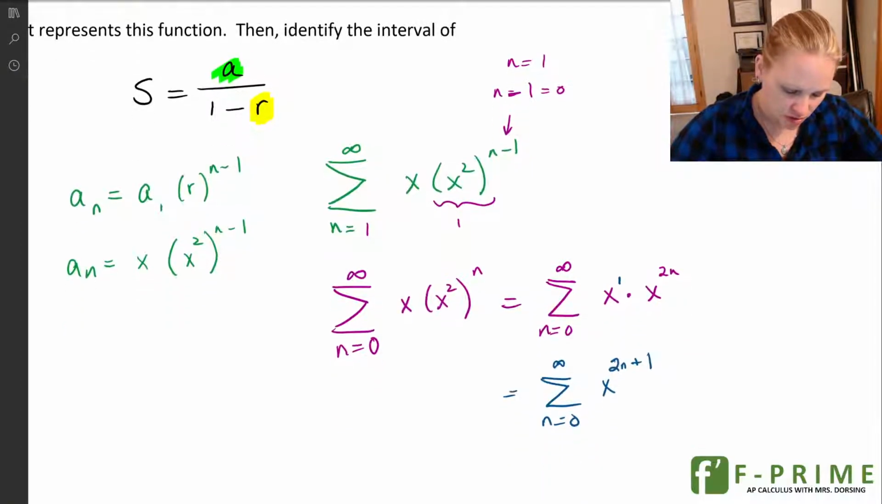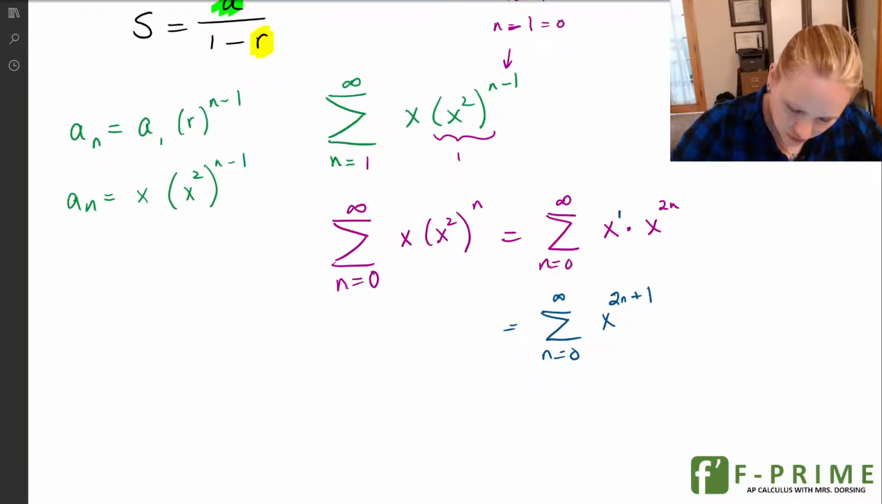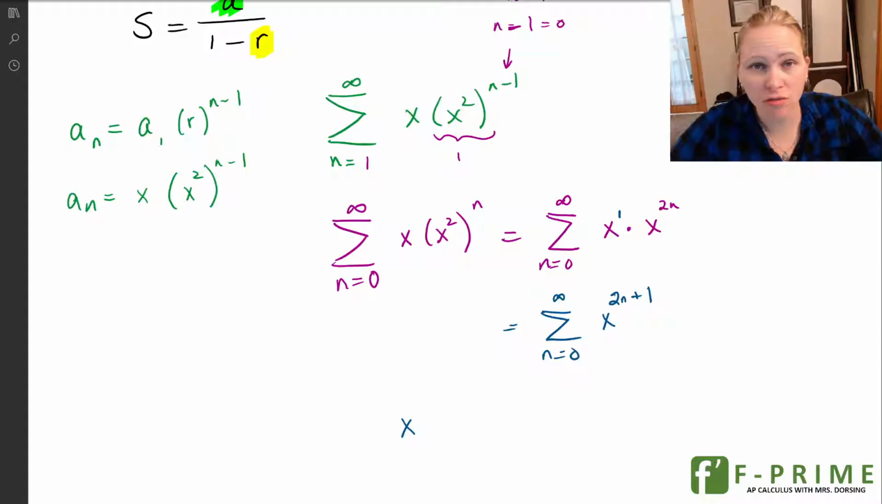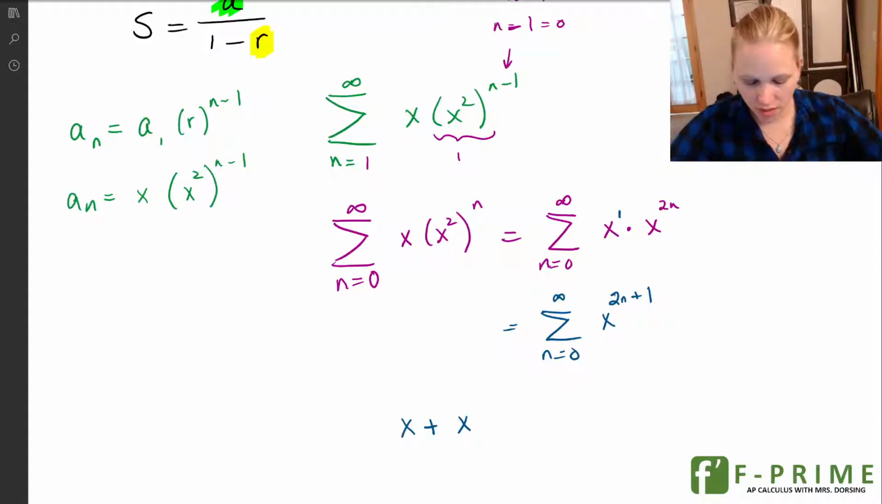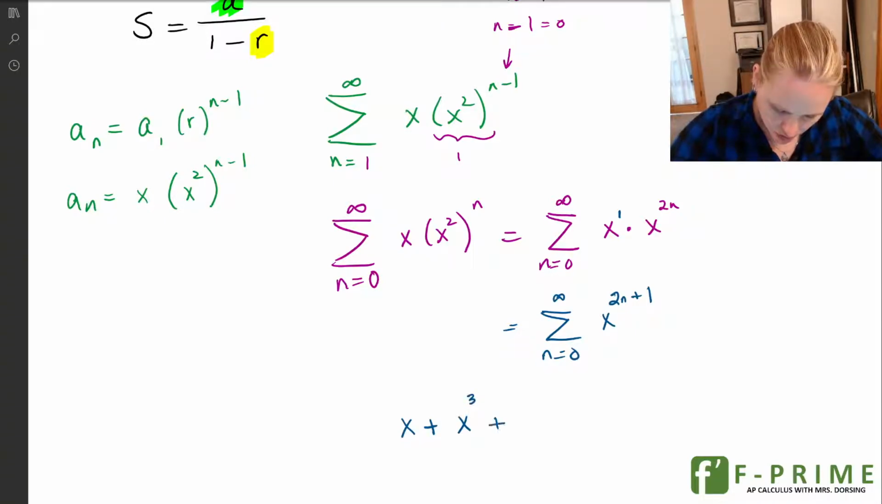Now this would produce a series that looks like this. When I plug in 0, I start with x, there's my first term, and that holds true with what I said would happen in the beginning. And I'm going to add to it, and it ends up being all of the odd powers. When I plug in 0, I get x to the 1. When I plug in 1, I get x to the 3, plus x to the 5th, plus x to the 7th, plus and so on.